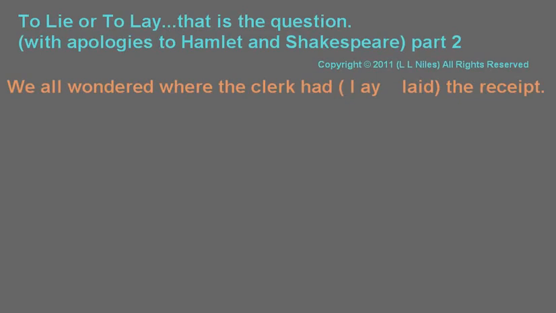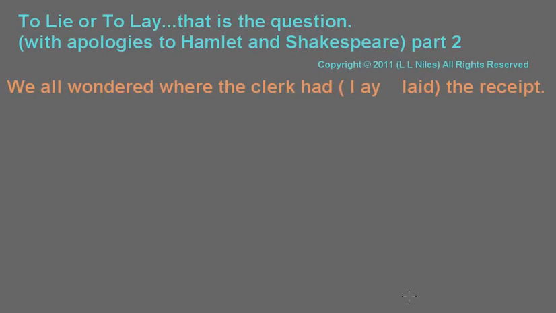Okay, our first sentence is: we all wondered where the clerk had lay or laid the receipt. First, we have to check for put or place. Let me show you an error before I do that, though. If you were to check for rest or recline first, you might say, we all wondered where the clerk had rested the receipt. Yeah, that makes sense, and you would go off in the wrong direction. That can lead you astray. But if you start with put or place, that will put you on the right track.